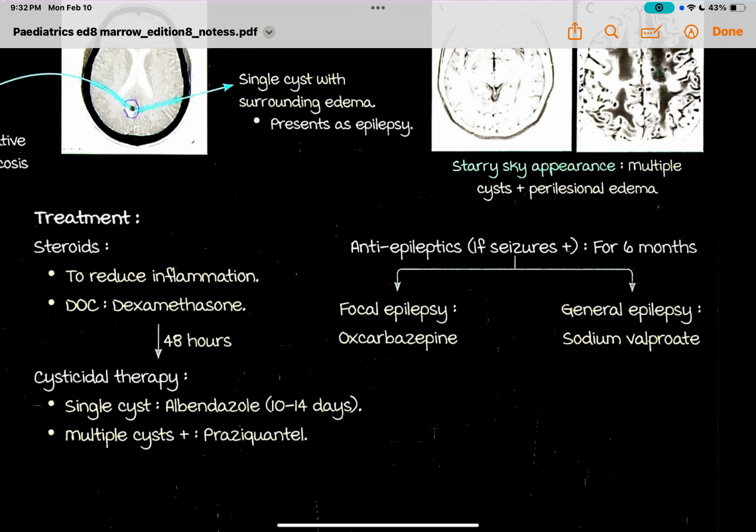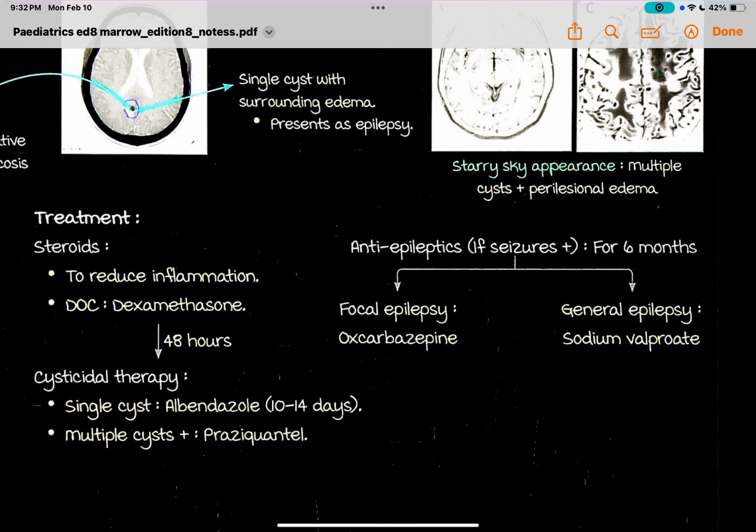Given for 48 hours. Then cysticidal therapy: for a single cyst, albendazole for 10 to 14 days; for multiple cysts, you add praziquantel.